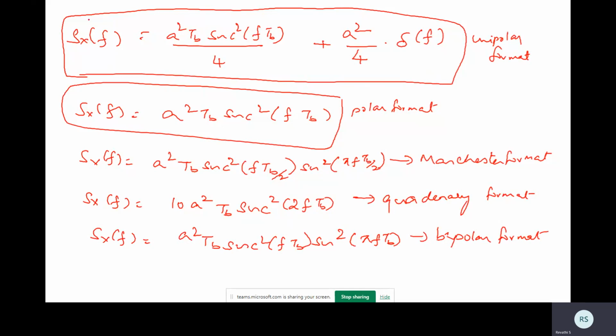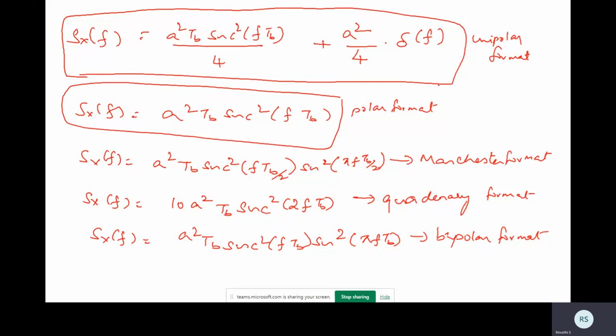Delta function is because of the presence of the DC component. See, when we are deriving all these equations, we have assumed equally likely symbols. That is, probability of generating 1 is equal to probability of generating 0. So you can see there is no presence of DC component in polar, Manchester, quaternary or bipolar, as we discussed in the class. Only for unipolar formatting, delta function is present, which is nothing but the presence of DC component. That is the first point you need to understand.